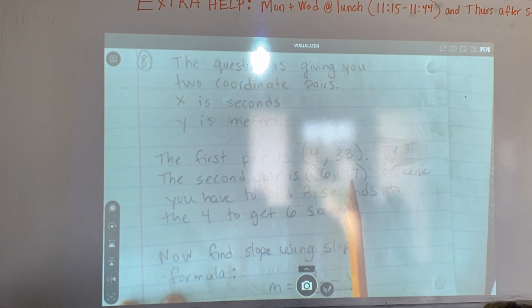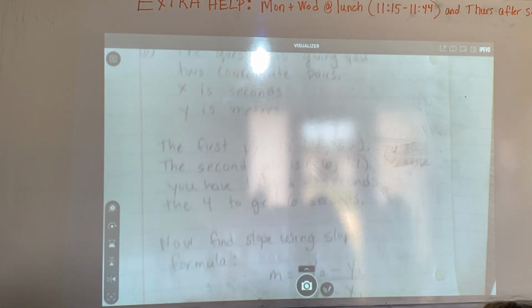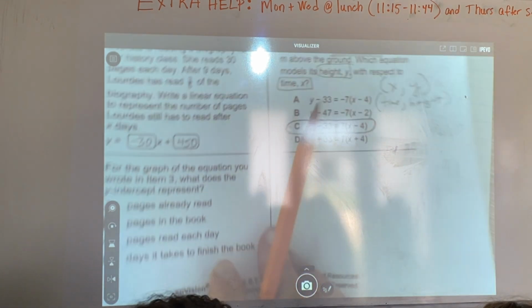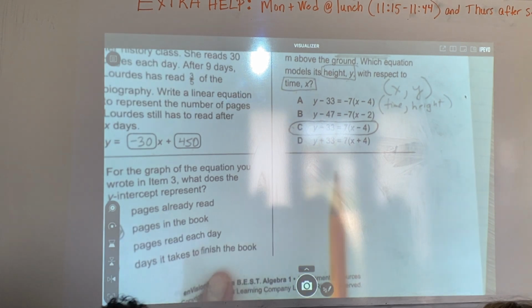Why is it 6 and not 2, J? What's that? I can't hear you. Yeah, because they added 2 seconds to the 4. Good, very good. Just want to make sure you're paying attention. It's also written right there, because we had to add 2 seconds to the 4 to get 6 seconds. Now, we're going to find the slope, because it is rising steadily, right? We're going to use our slope formula to find the slope, because all of our answer choices are in what form?